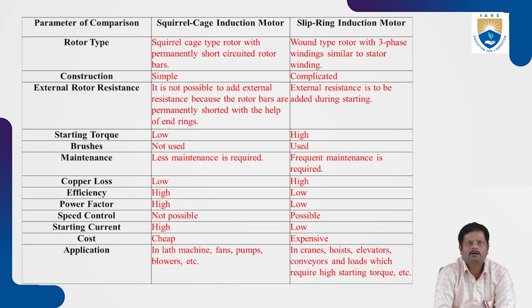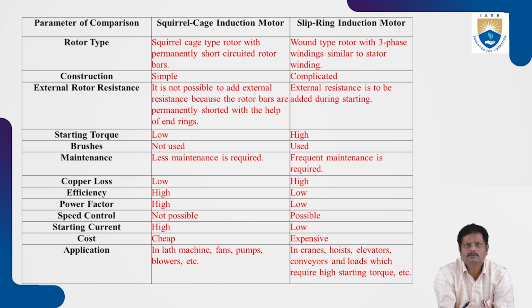Coming to the comparison, slip ring induction motors and squirrel cage induction motors are both used for industrial purposes, but depending upon the construction design, they have some different features. In the squirrel cage induction motor, we use a squirrel cage type rotor. In this rotor, the ends of the rotor bars are permanently short circuited. And coming to the slip ring induction motor, it has a wound type rotor or slip ring rotor with a three-phase winding similar to the stator winding.